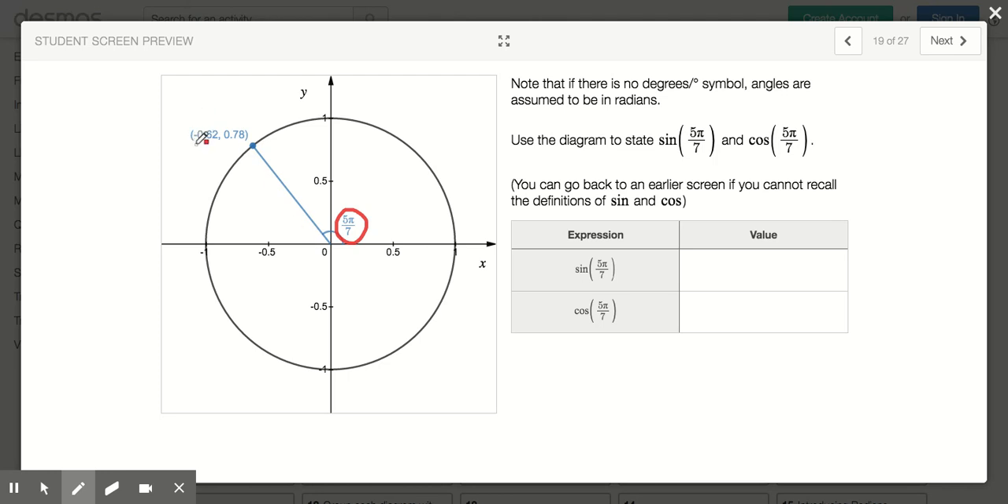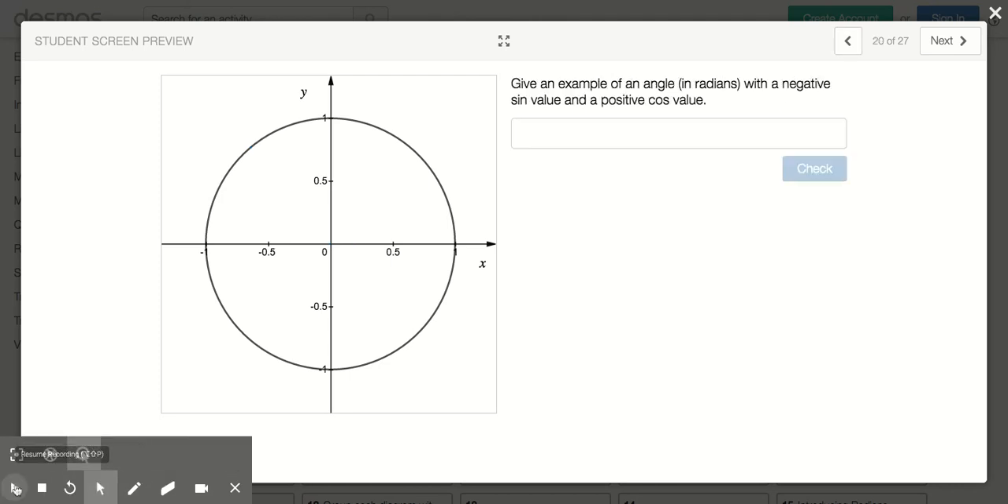Now, remember that the cosine comes first and our sine comes second, okay? The cosine of 5 pi over 7 is going to be the first coordinate point, which is negative 0.62. So our sine should be 0.78. This is one of the big takeaways, being able to identify the cosine and sine on a unit circle.